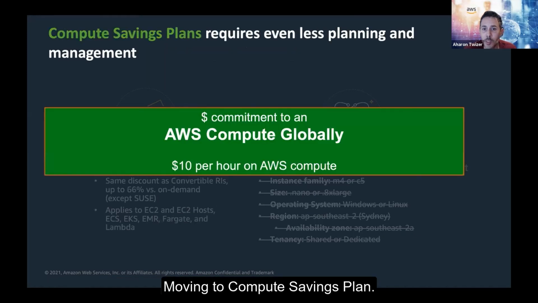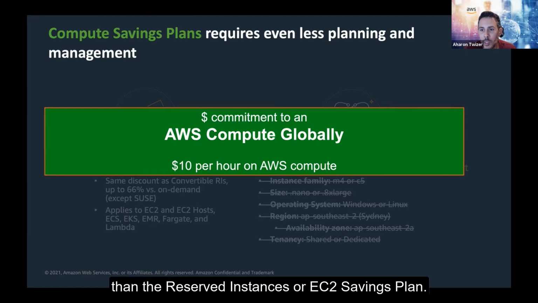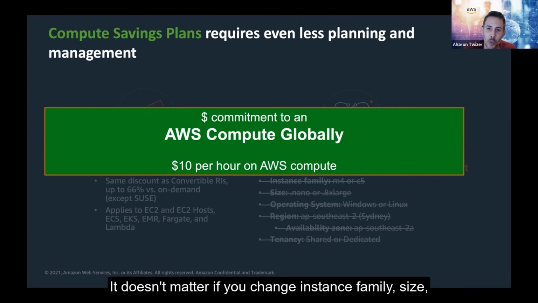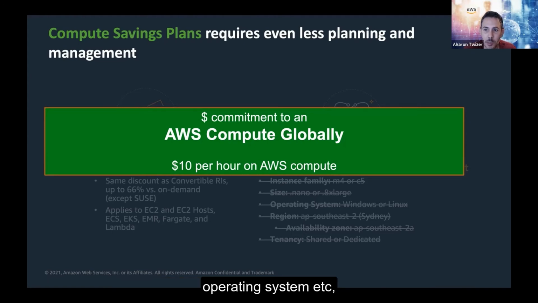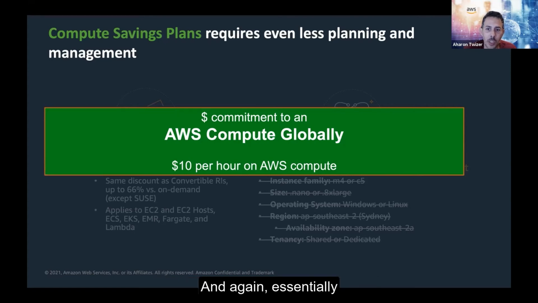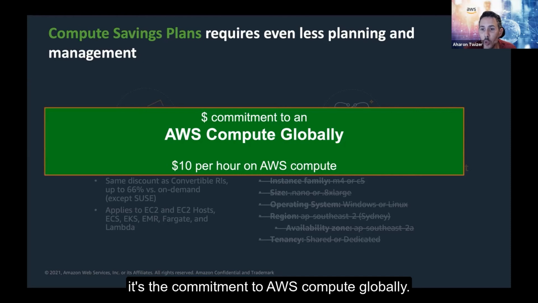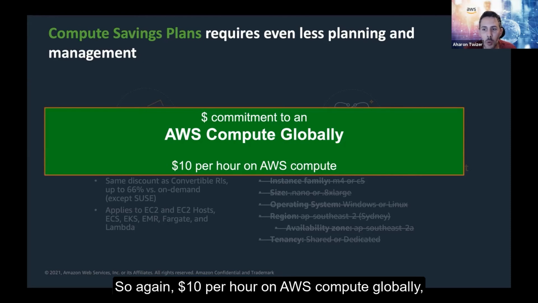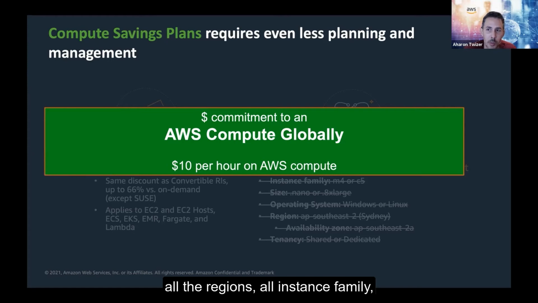Moving to compute savings plan. Compute savings plan is more flexible and requires even less planning and management, but it provides lesser discount than the reserved instances or the EC2 savings plan. It doesn't matter if you change instance family, size, operating system, etc. As long as you maintain your commitment to spend X amount of dollars on compute, which by the way includes EC2, ECS, EKS, EMR, Fargate, and also Lambda. Essentially, it's a commitment to AWS Compute globally. So again, $10 per hour on AWS Compute globally. All regions, all instance family, different services, as I mentioned.